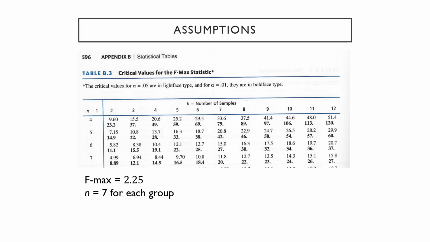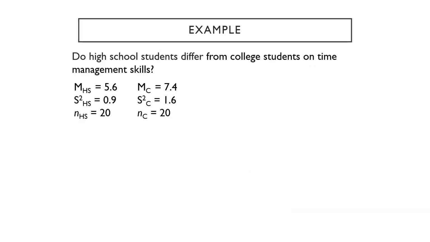With that, let's use that example of an F-max of 2.25. Say there are 7 people in each group. n-1 is 6, so our critical value is 5.82. Our number is smaller, but that is a good thing in this case. If the number is statistically significant, it violates our assumption. We want that number to be lower than the critical value. Therefore, our F of 2.25 suggests that our variances are relatively equal, and we can go ahead and run our t-test.